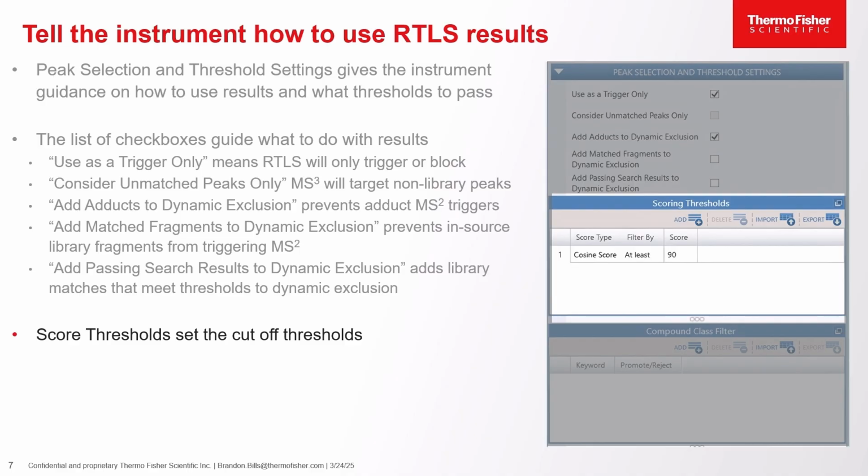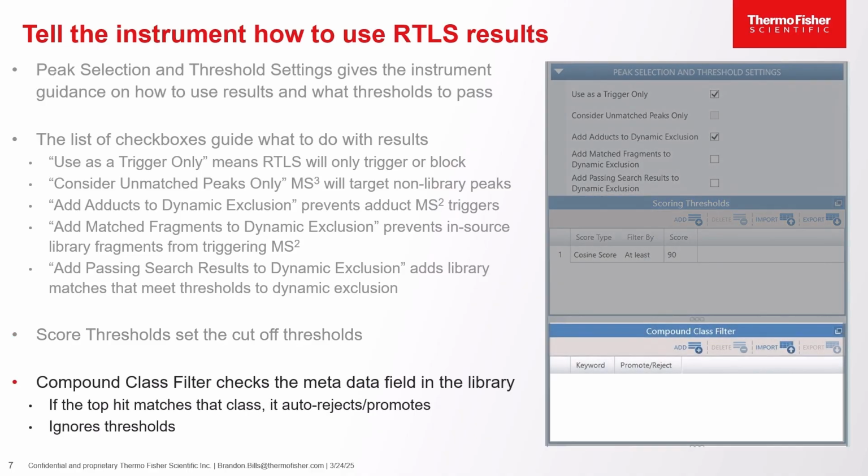But first, the final entry here is the compound class filter. This looks in the metadata field for a compound class within the library. Then if your top search result matches the class that you list down here, you can tell it to auto promote or auto reject, which means regardless of what score it got, if the top hit matches a compound class of interest, you can say, hey, I always want to collect data on this if it's anything like this compound class. Or you can say, if you see this compound class, I'm not interested in it. Don't bother collecting any additional data.